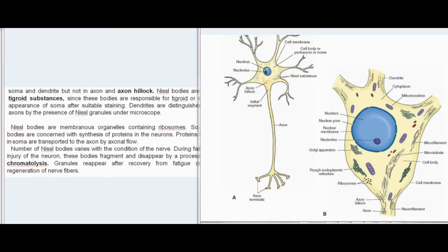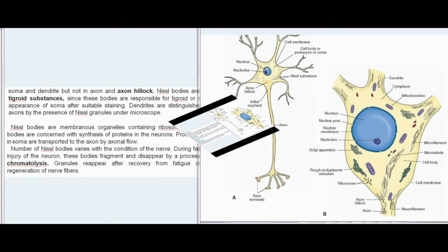Proteins formed in the soma are transported to the axon by axonal flow. The number of Nissl bodies varies with the condition of the nerve. During fatigue or injury of the neuron, these bodies fragment and disappear by a process called chromatolysis. Granules reappear after recovery from fatigue or after regeneration of nerve fibers.